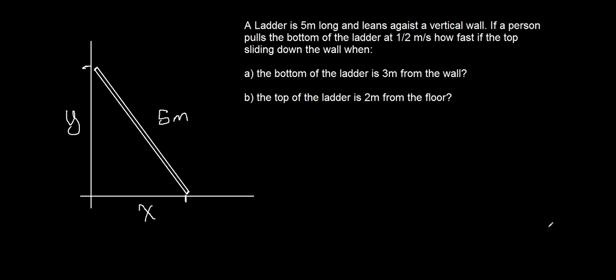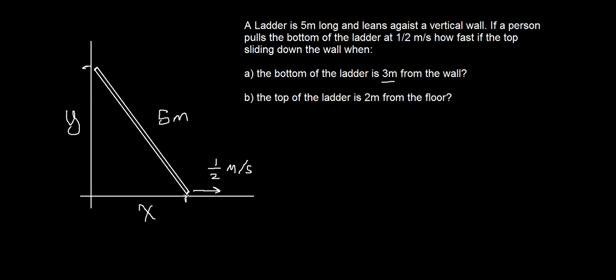Let's try a question that has to do with related rates. Let's say you have a ladder that is 5 meters long, and it leans against the wall such that the bottom of the ladder is touching the floor, and the top of the ladder is touching the wall. Now let's say a person drags the bottom of the ladder at 0.5, or half a meter per second, in the right direction. How fast will the top of the ladder be sliding down when the ladder is 3 meters from the wall?